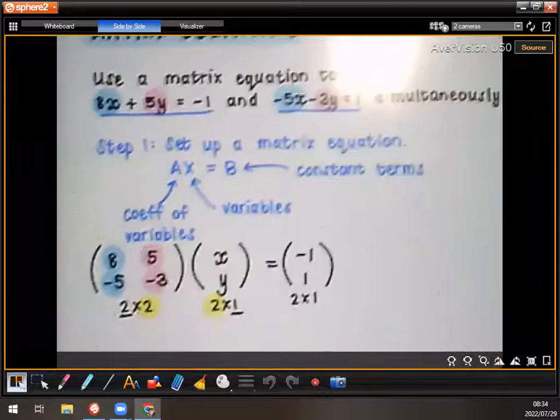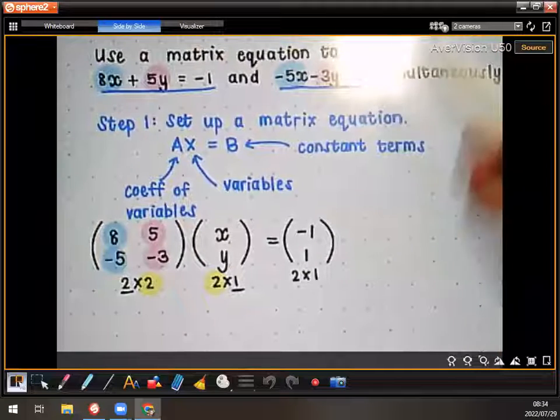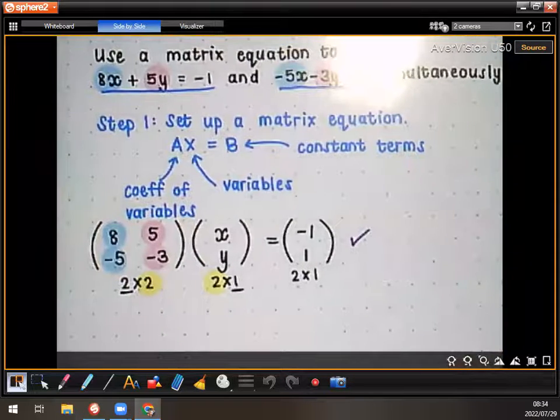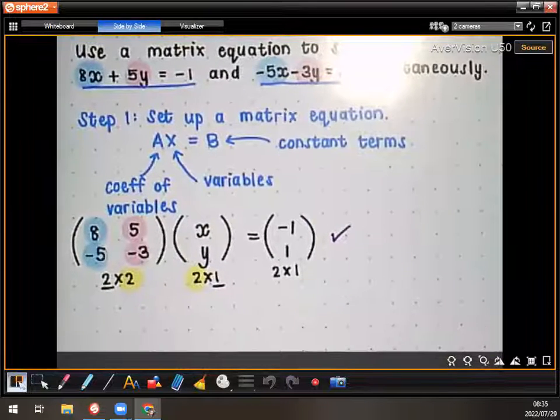The reason why I've set my matrix equation up like this, and by the way, that would be your first mark. You get 1 mark for setting up your matrix equation. The reason why I've done that is because if I actually multiply these two matrices together, I will get these as answers. Let's just quickly do this matrix multiplication next to it, because this is not actually part of solving this equation. I just want to show you guys how it works.